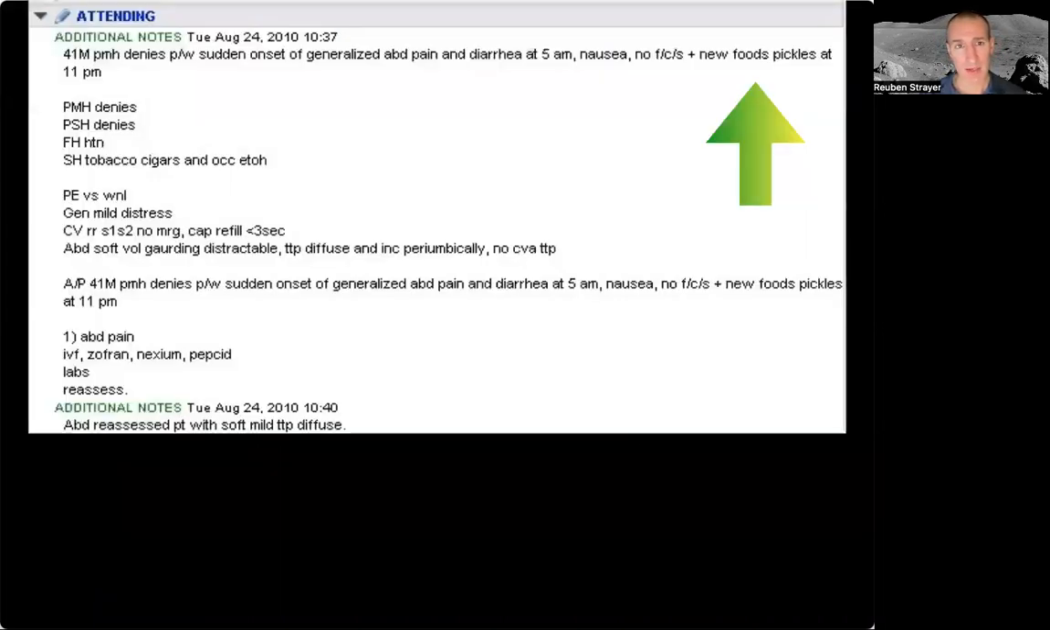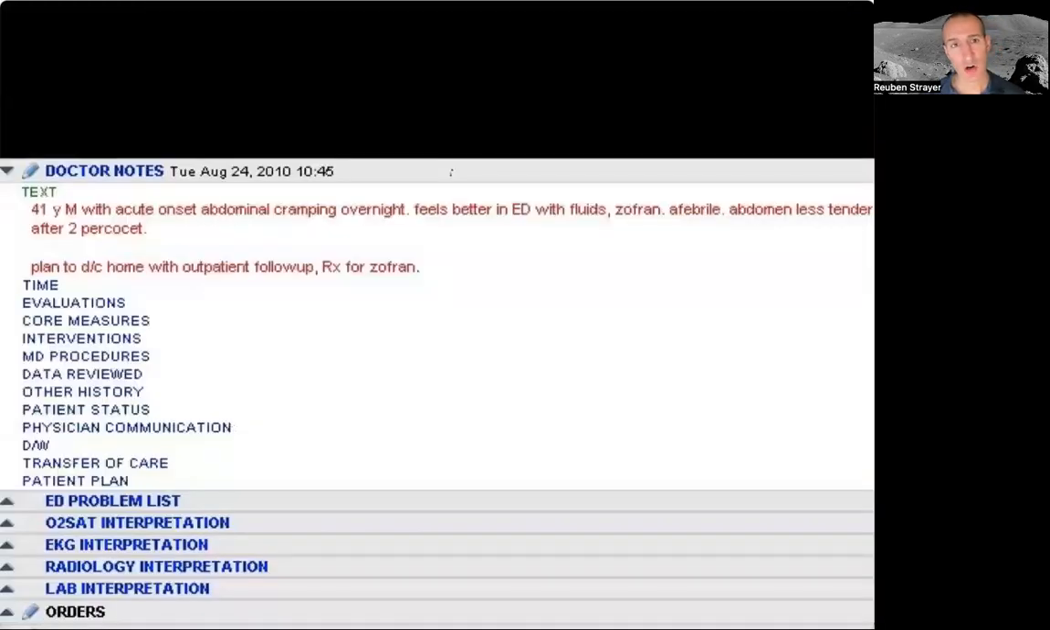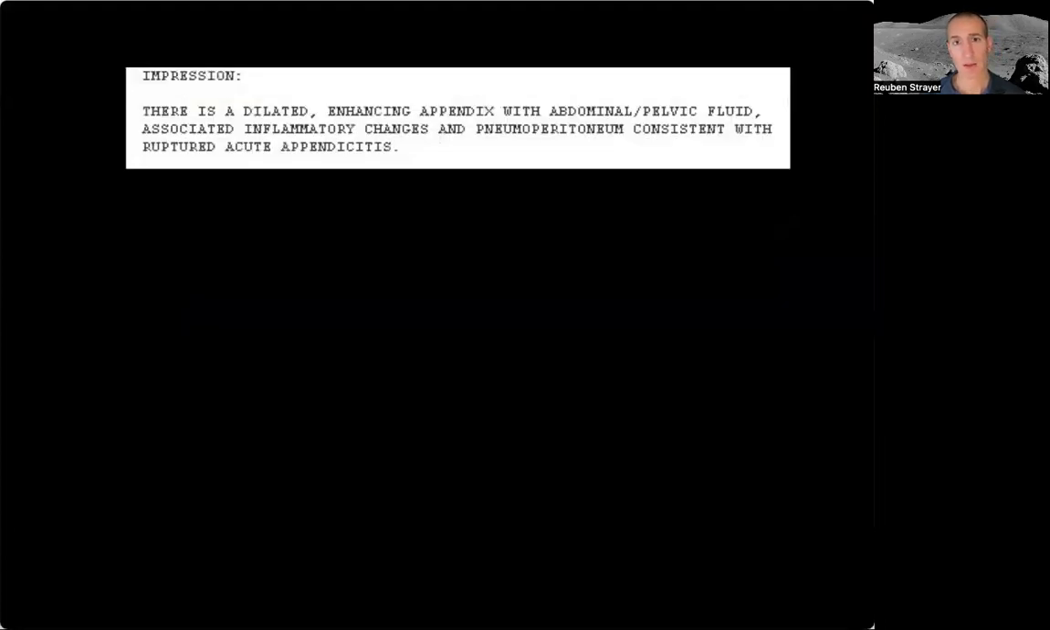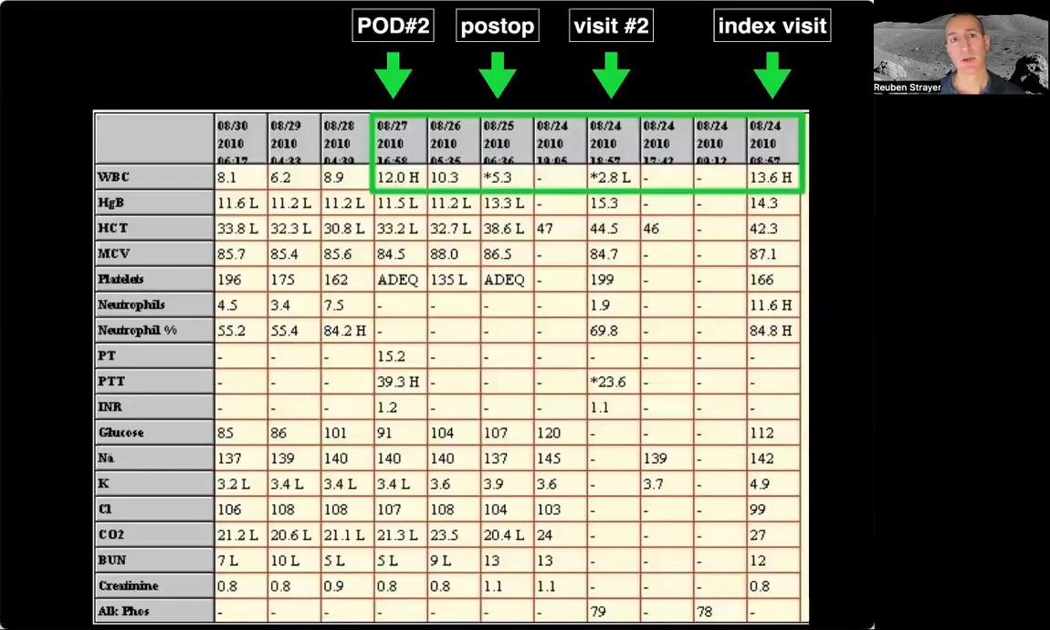41-year-old man, sudden abdominal pain and diarrhea. New foods, pickles. Got labs, symptom control, felt better, discharged at 10:45 on August 24th. Returned 6 hours later looking bad. Obvious peritonitis. This is from the operative report: perforated appendicitis.